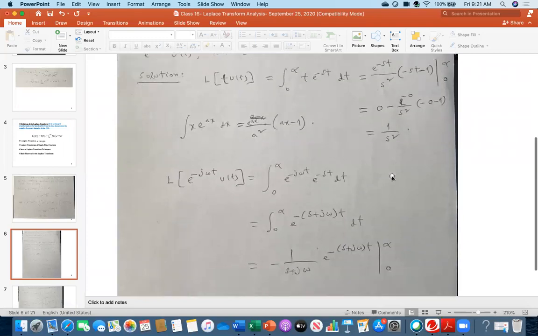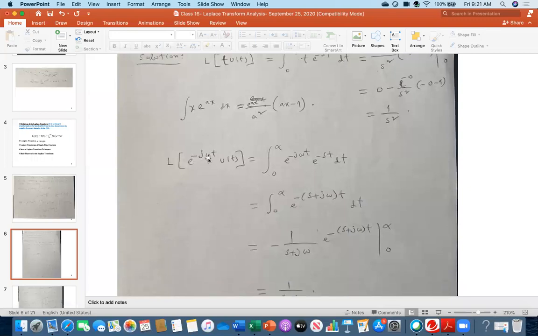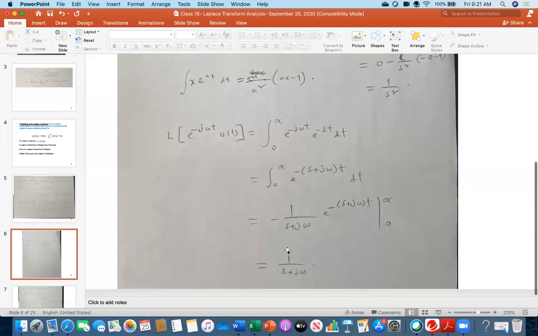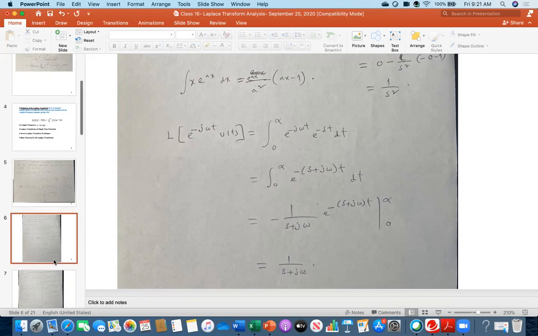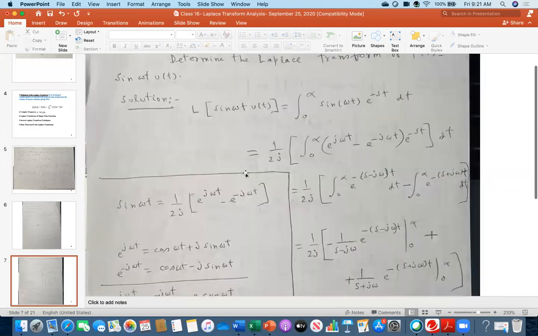Now there is one more, here, e to the power minus j omega t. For example, you got it in that format, e to the power minus j omega t, and u(t) is 1. Then again I am applying the Laplace transform, so I am getting 1 over s plus j omega. And then there is one specific case, and then I will conclude this discussion.